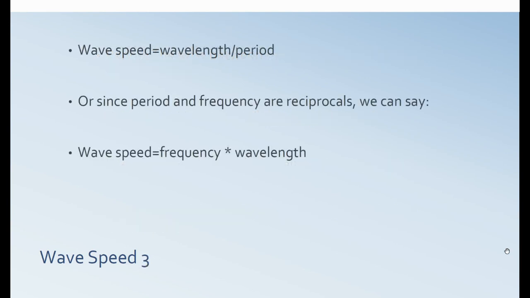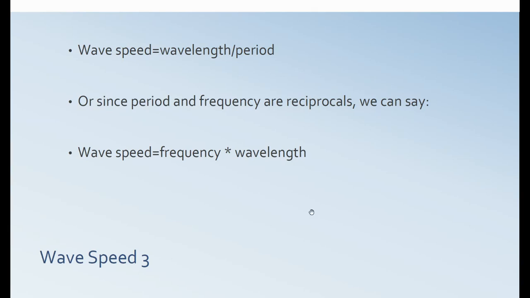And we could calculate our wave speed very simply by dividing our wavelength, our distance, by the period, which is the time. Or since period and frequency are reciprocals, we could also say that the wave speed would be the wavelength multiplied by the frequency. So we can use either one of those to get our wave speed.